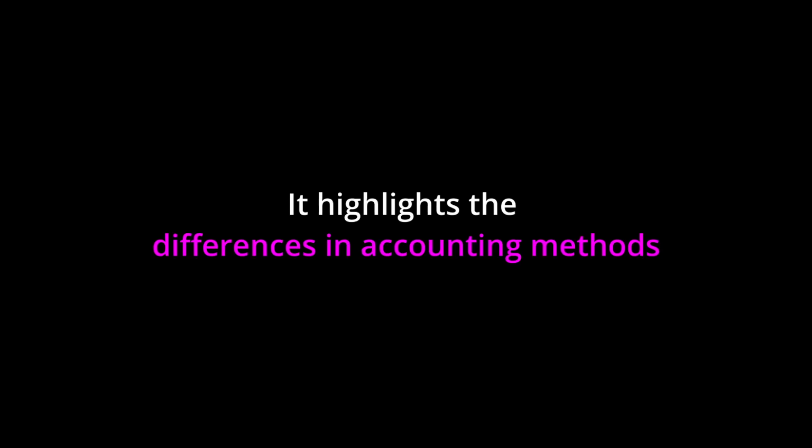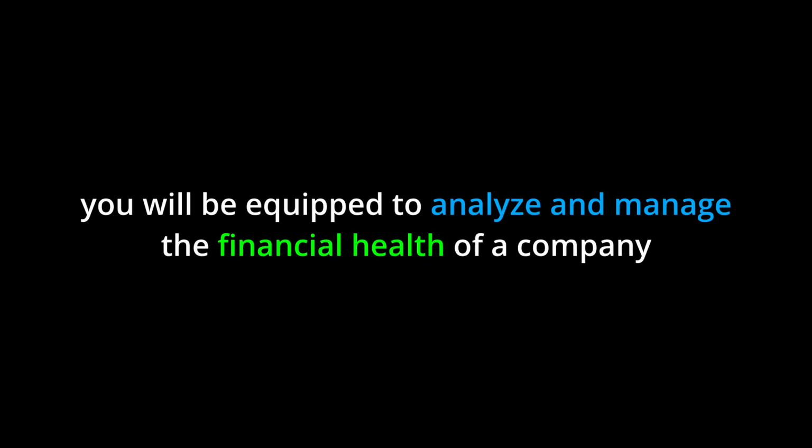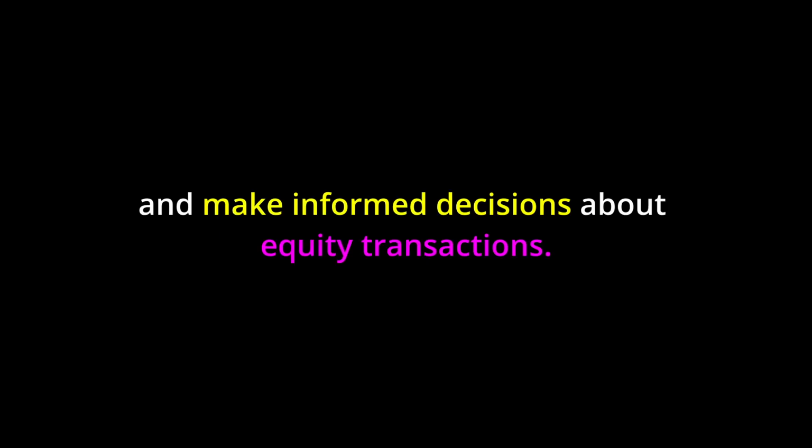It highlights the differences in accounting methods and the importance of retained earnings as a key component of earned capital. The chapter also discusses the process of securing equity financing through the issuance of stock and the recording of transactions for the issuance and repurchase of stock. By understanding these concepts, you will be equipped to analyze and manage the financial health of a company and make informed decisions about equity transactions.